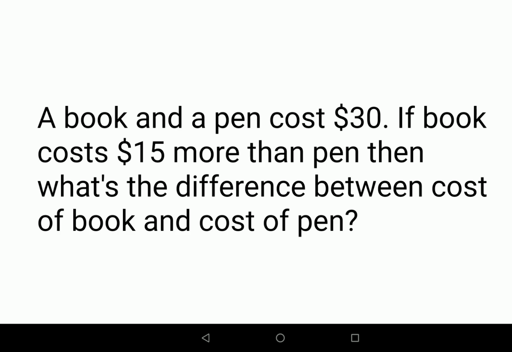So now what we do over here is we'll take book as B. Okay, and we know that book plus pen equals $30. Okay, and they've also said that the value of book is $15 more than the value of pen. So I can say B equals 15 plus P.